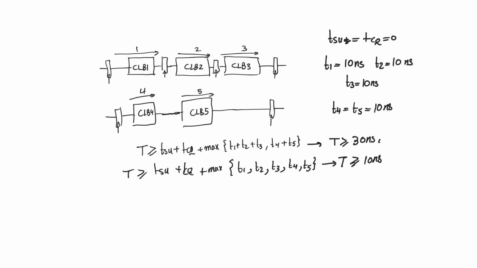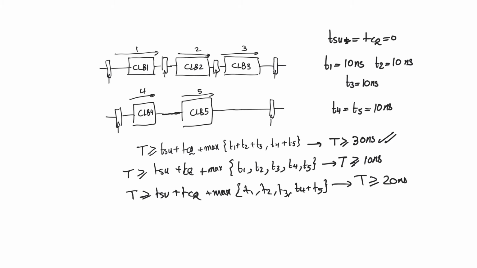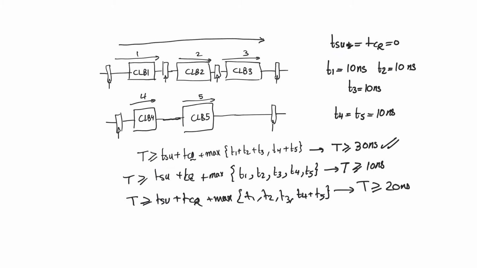So originally, before pipelining, we still have the 30 nanoseconds. But after we did this kind of pipelining, where we only pipeline the above path, T will be greater than or equal to T setup plus TCQ plus the maximum of T1, T2, T3, and T4 plus T5. So in this case, T will become 20 nanoseconds. What happened here is that before pipelining, the critical path was through the top 3 CLBs. When we did pipeline this critical path, we migrated to another critical path which goes through CLB4 and CLB5 only.